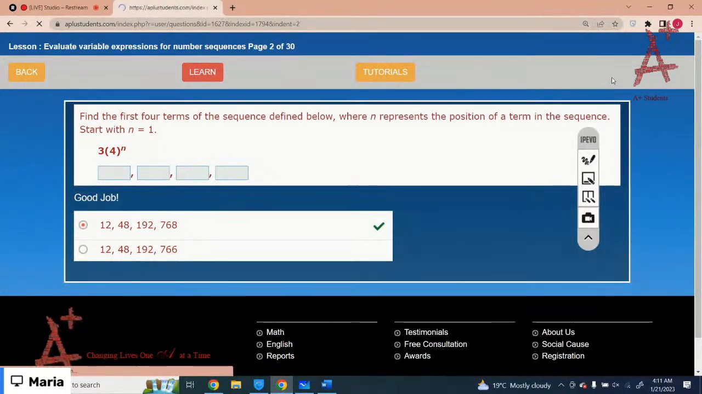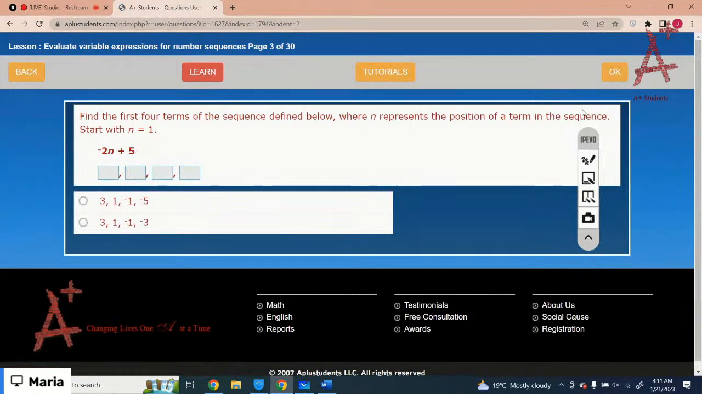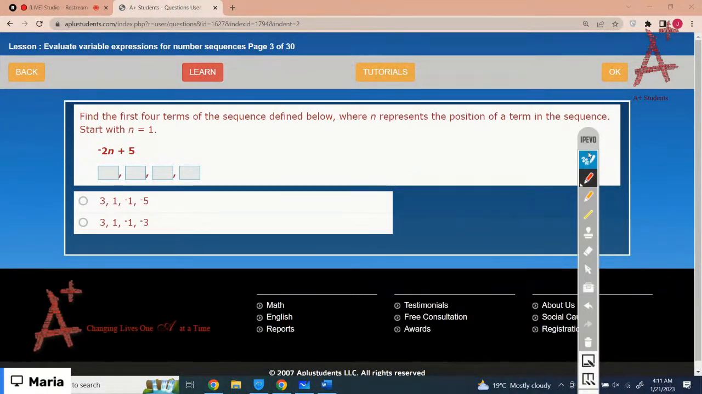Very good, Demi. Okay, the next one is find the first four terms in the sequence defined below. So you have to calculate the four terms in the sequence. Got it? So let's start with n equals 1. So replace the n with 1, negative 2 times 1 plus 5. So it would be negative 2 plus 5. So 5 minus 2 is 3. So the first one in the sequence is 3.